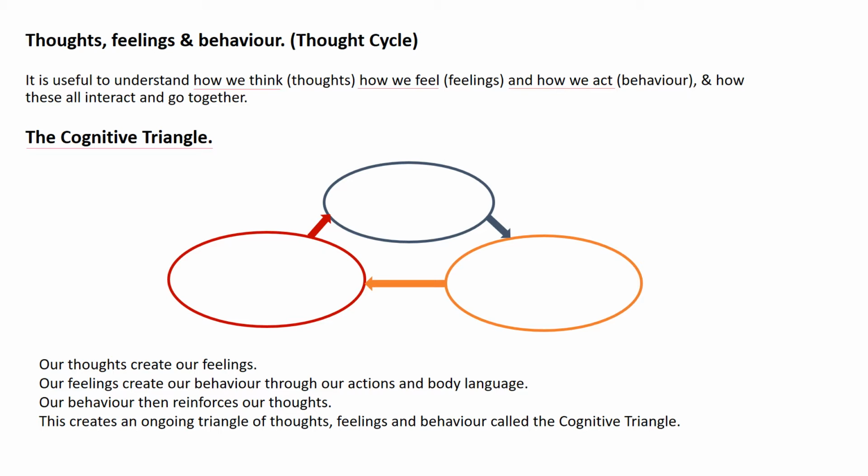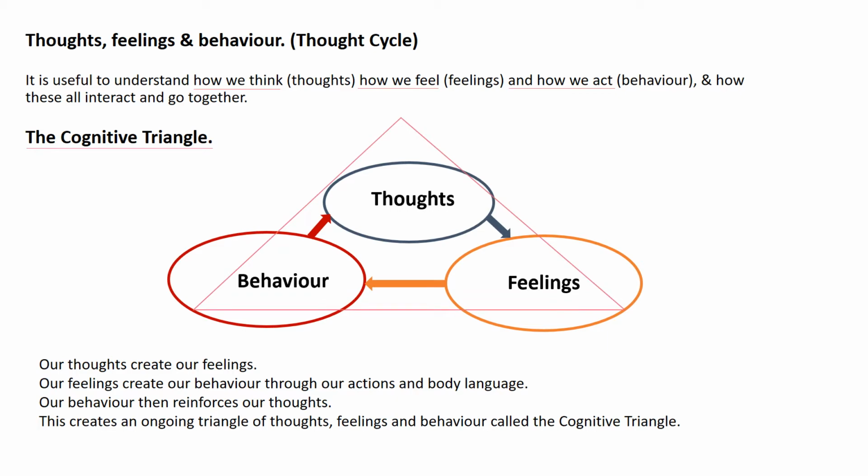Take a look at the cognitive triangle. Our thoughts create our feelings. Our feelings create our behaviour through our actions and our body language. And our behaviour then reinforces our thoughts. So this creates an ongoing triangle of thoughts, feelings and behaviour.